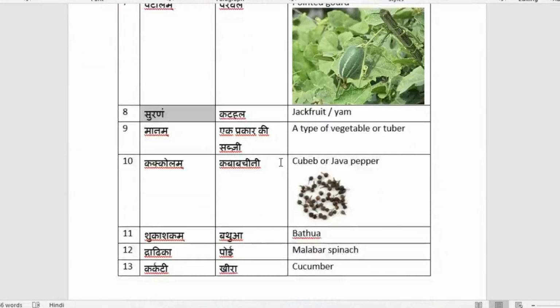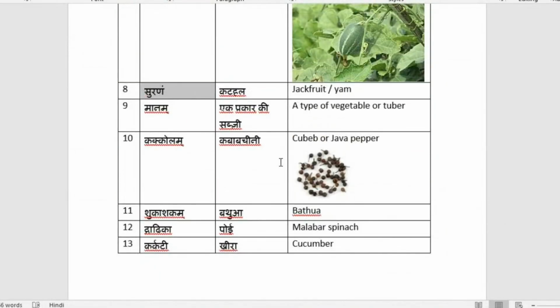If anyone finds the picture of the vegetables that we don't understand or that are not clear, please put it on the group. So I will upload it here in this table. So it will be easy for you all.